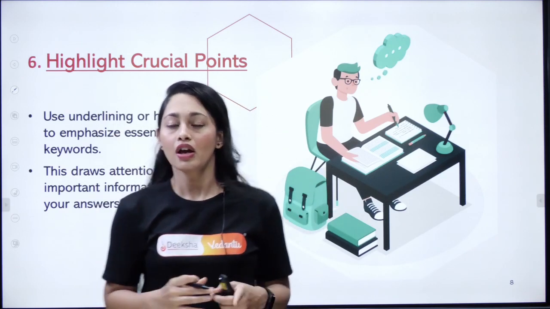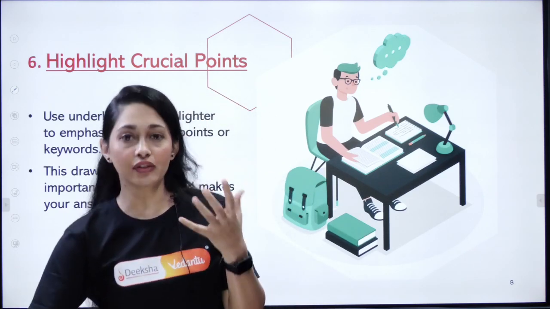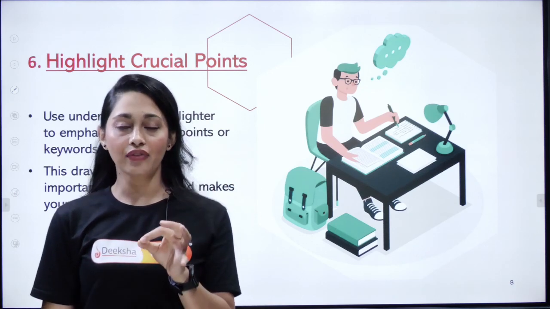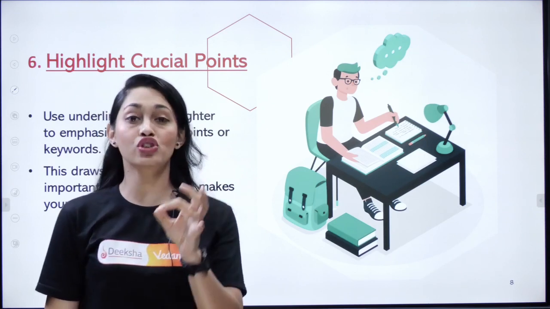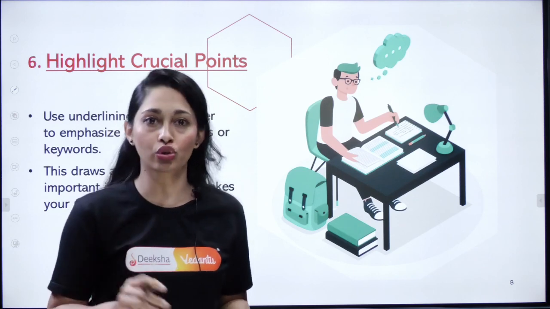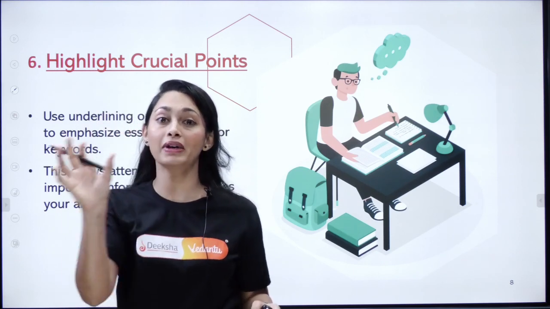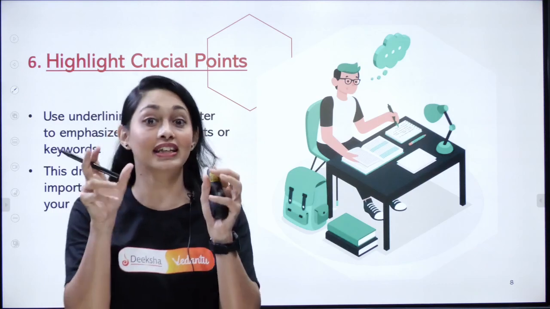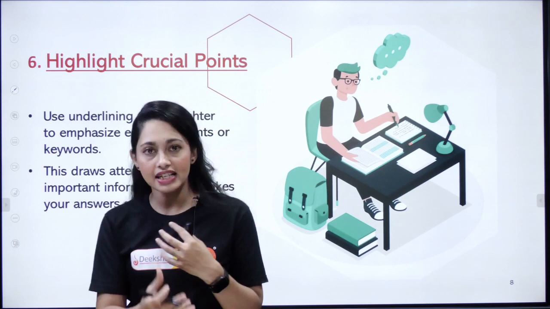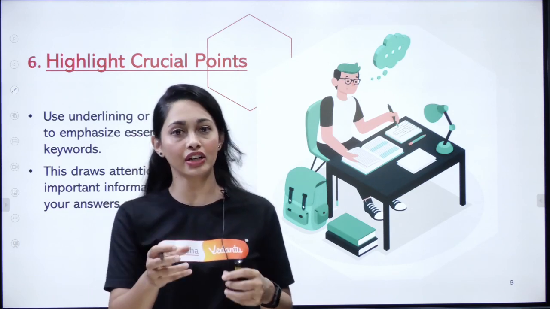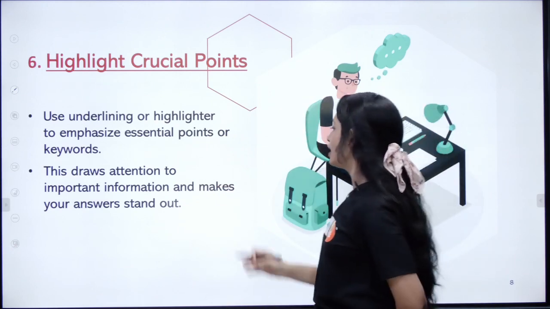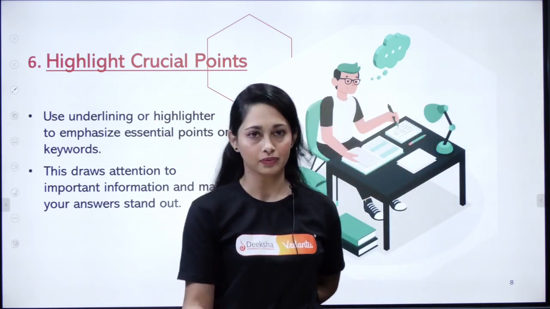Just highlight or underline the keyword. For example, when we are defining homologous series, which is the keyword there? The series of compounds having same functional group, same general formula, but the homologs differ by 1 CH2 unit. The difference by a CH2 unit is the important point there, the keyword there. So you need to highlight that, so that it will be very easy for the evaluator to just focus on the keyword and give you the marks. This draws attention to important information and makes your answers stand out.